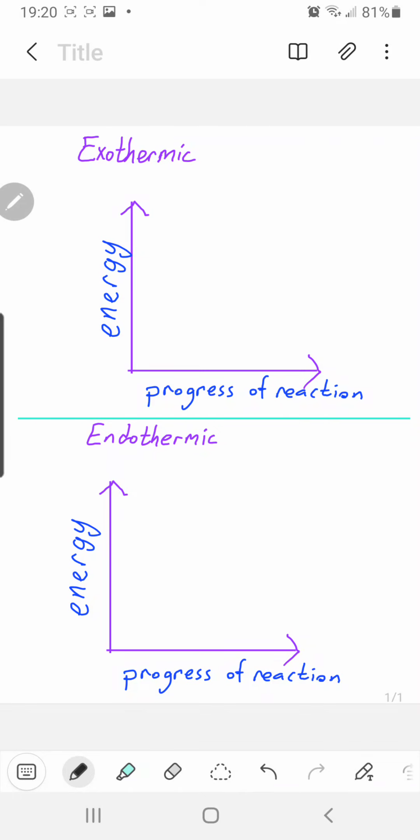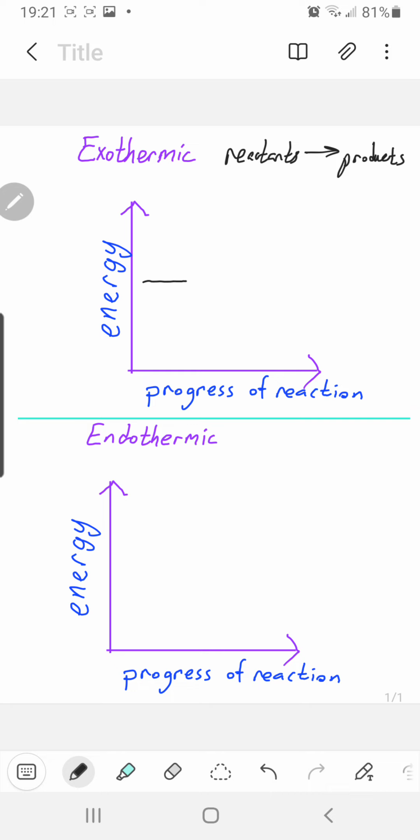All right, so energy profiles, that's what we're doing now in this video. Now you have an x and y axis. The x axis is always the progress of reaction, and that means you're starting off with reactants, and that's how you end up with products. The reactants react, and then you end up with products. It's never the other way around.